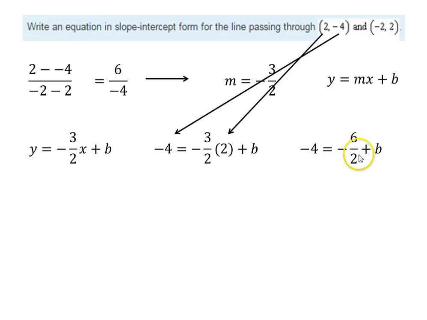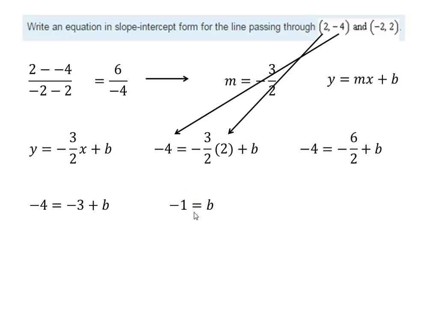Well, -6 over 2 is equal to -3. So now we have -4 equals -3 plus b. This -3 right here comes from -6/2. 6 divided by 2 is 3. Almost there. The last thing we're going to do is add 3 to both sides because we want to solve for b. And if we add 3 to both sides, we get -1 equals b. This is our y-intercept, and the -1 comes from adding 3 to both sides of this equation right here.